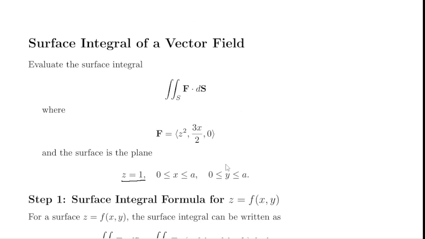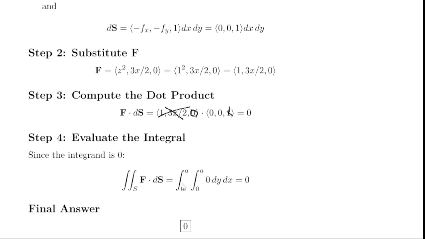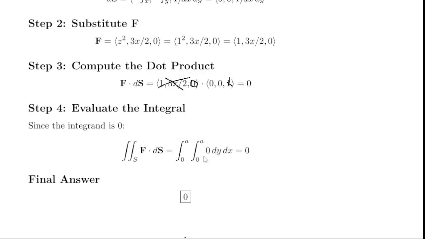But we said up here that x and y are both between 0 and a, so that's why I have the bounds between 0 and a. And you don't need to evaluate this. You know it's automatically 0. So that's our final answer.